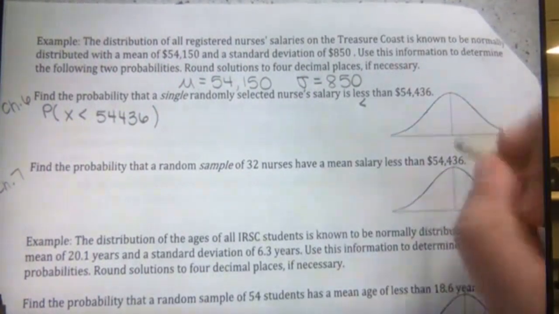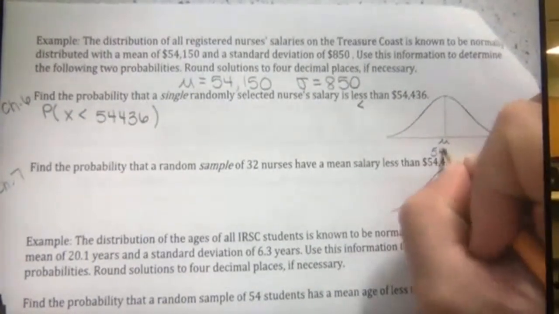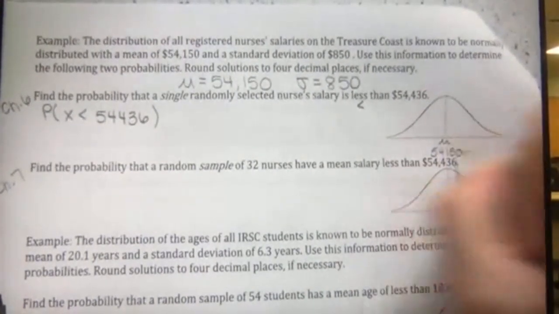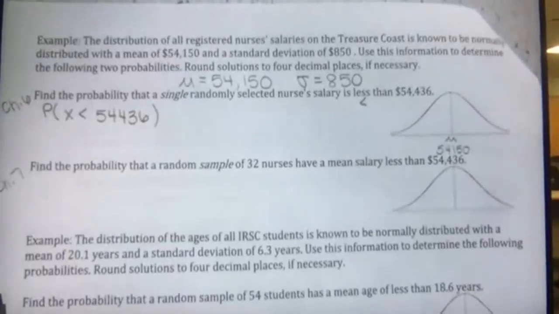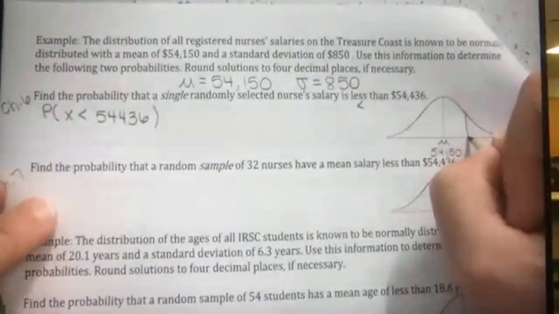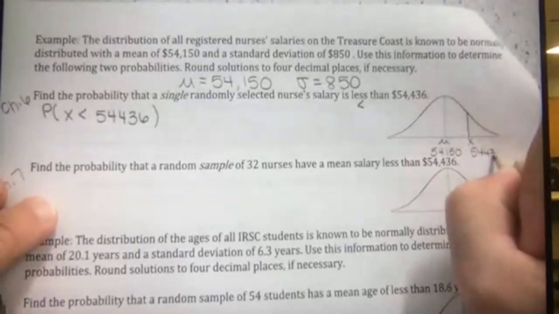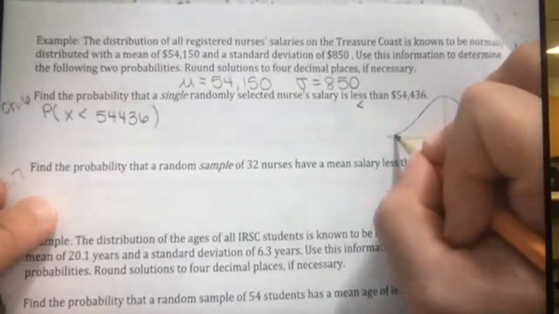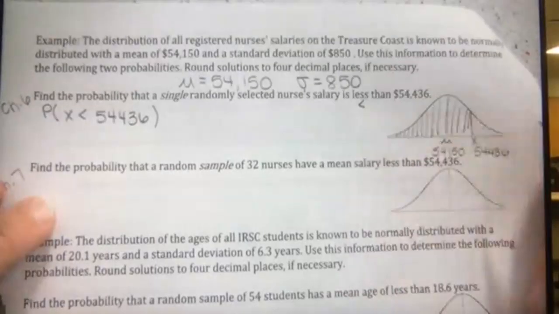Let's draw a picture real quick. We know in the middle is our mean. Our mean, they told us in the problem, is 54,150. And we're trying to look for when that mean is less than 54,436, so everything on the left-hand side. So it's somewhere to the right of the mean. Here's our X value of 54,436. And we're looking for less than, so everything on the left-hand side will be shaded.